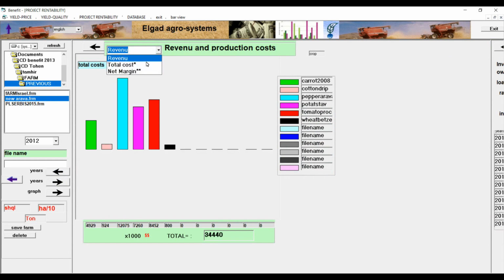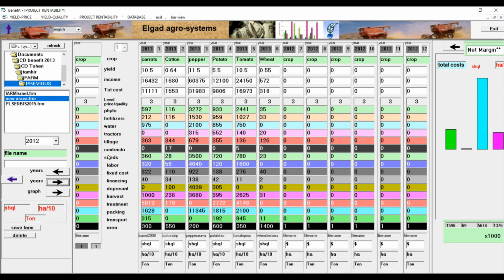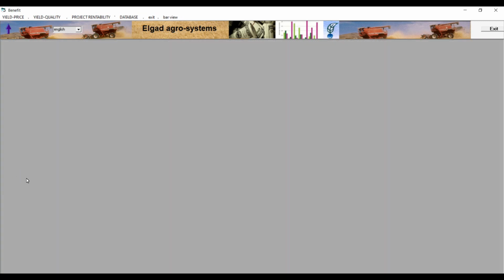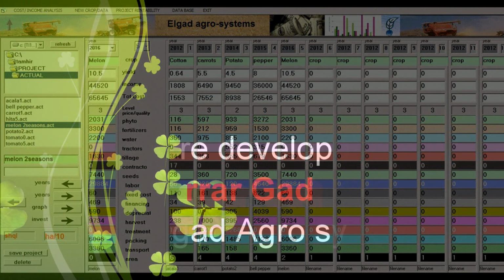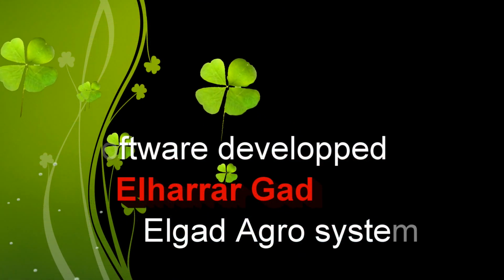Now I have the calculation of the revenue, the total cost, the net margin for the various crops, and this way I have the whole farm management, but I have also, by the way, analyzed investment and done the calculation of how many years I shall need to cover the cost of the investment and the profitability of this investment.